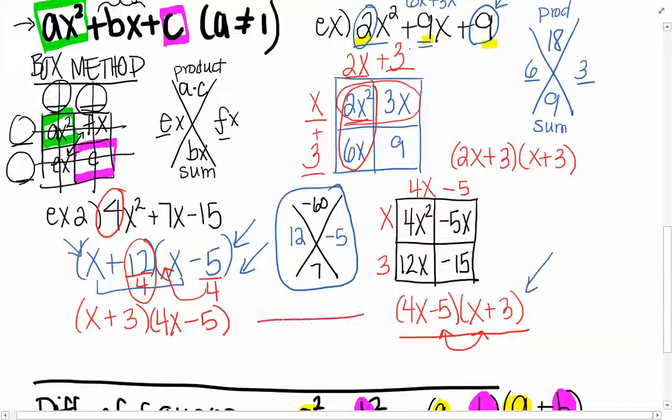And we get the same answer. Doesn't matter that the binomials are switched, okay? But you have to remember to divide by the a, otherwise the whole thing will be wrong.